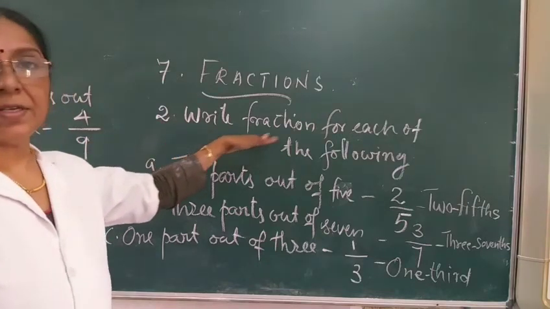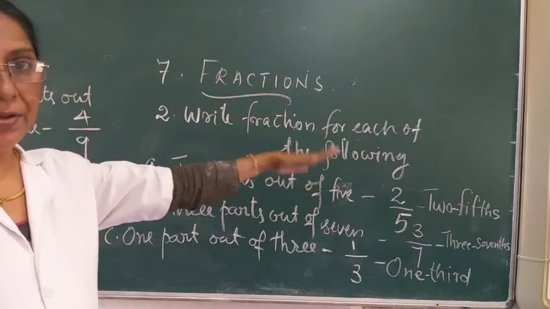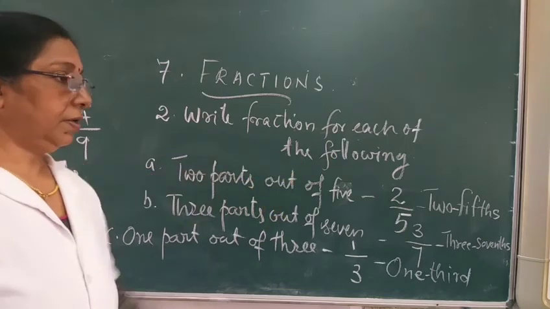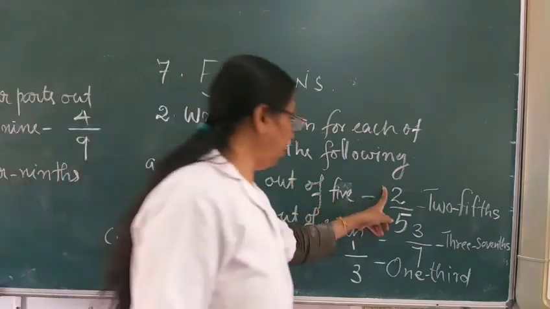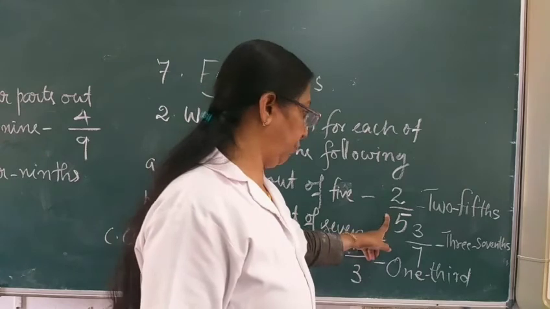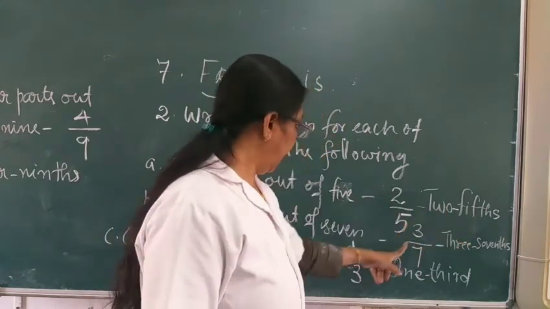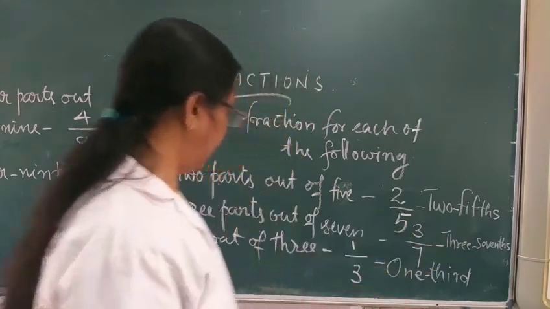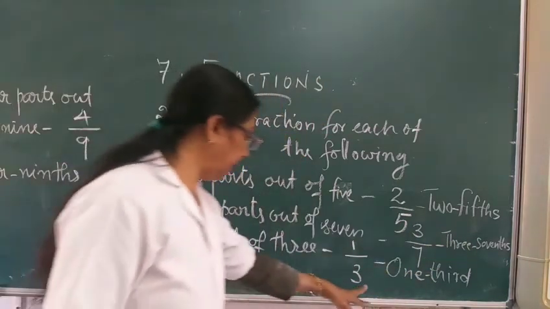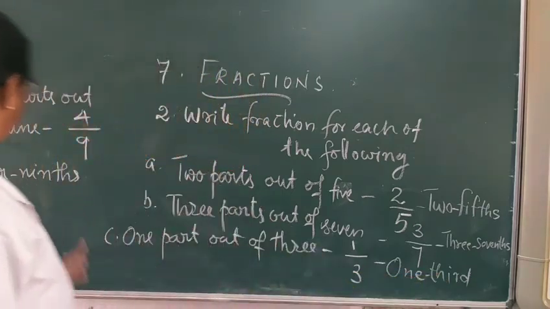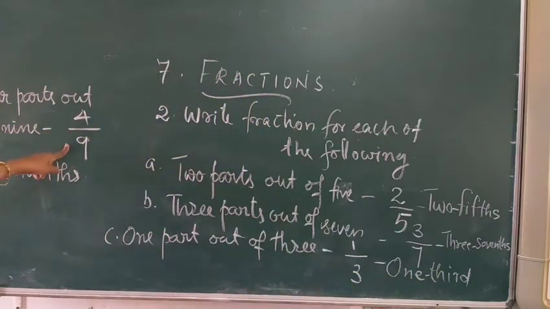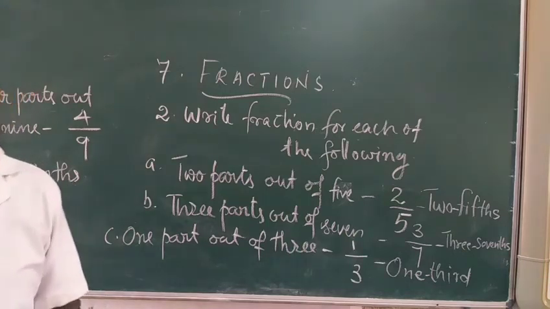Fraction and its number name. Fractional number, the spelling is also given. That is 2/5, 2/5, this is how we say it. Then 3/7. Then 1/3. There is no S there. 1/3. Here 4/9. 4/9. So you read this spelling also. 4/9, 2/5, 3/7, 1/3. Okay, what is next?